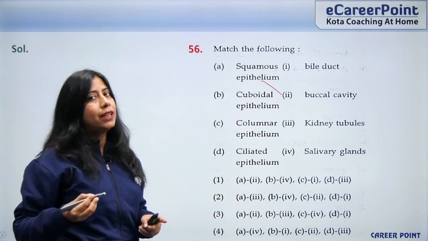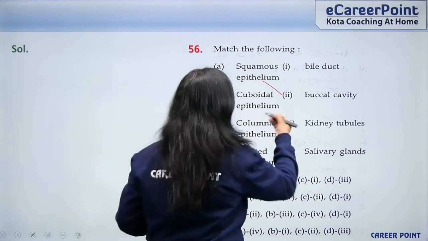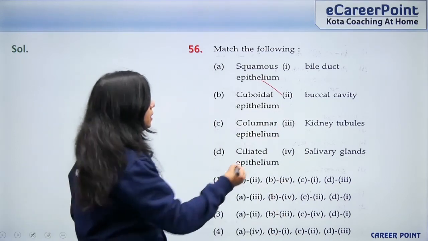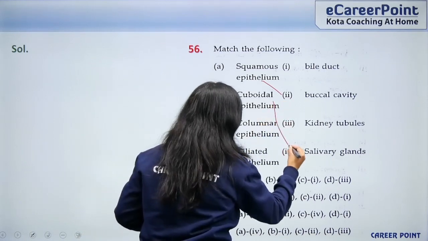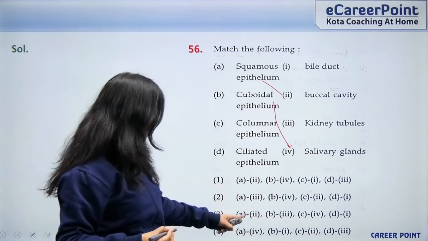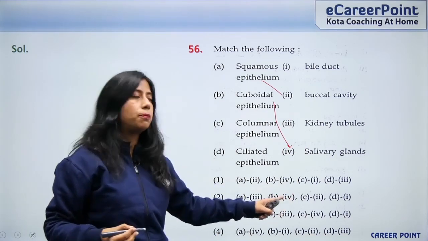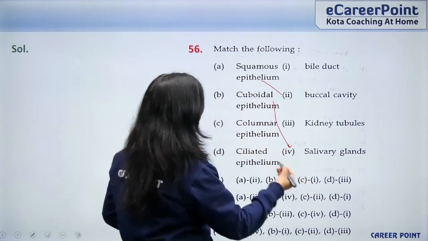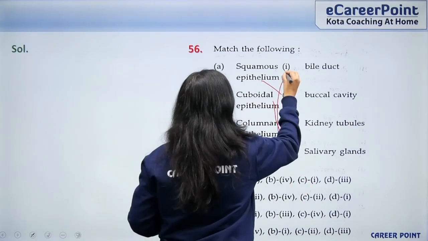So let's go for the next option, cuboidal epithelium. Now cuboidal epithelium is present in the salivary glands. So B will be 4. So if we see 1 and 3, B4 is in the first option. Moving on to the third, columnar epithelium is related to bile duct.